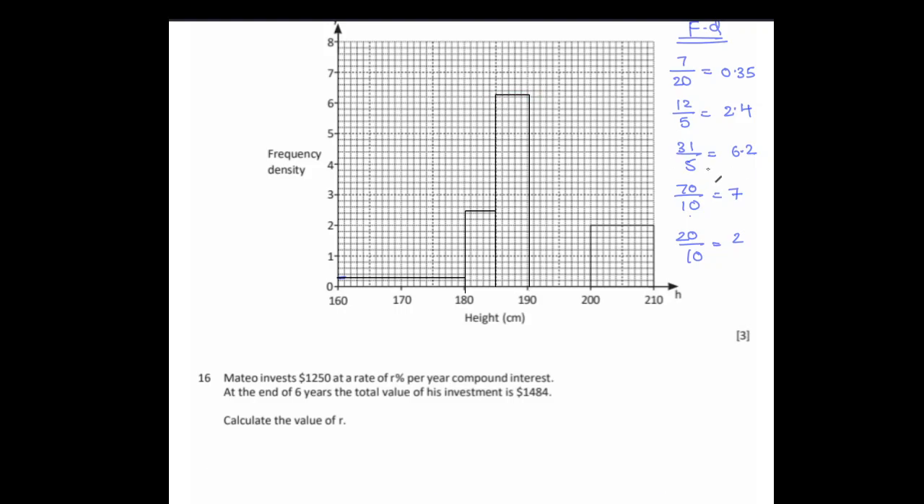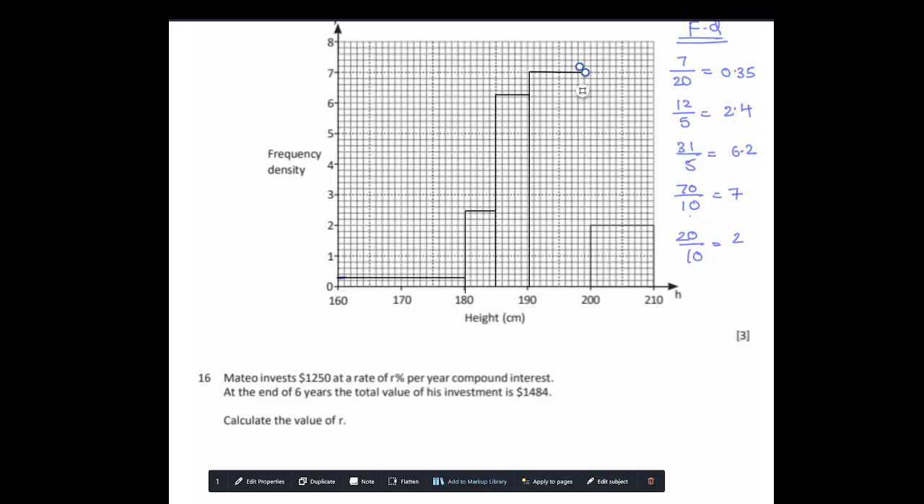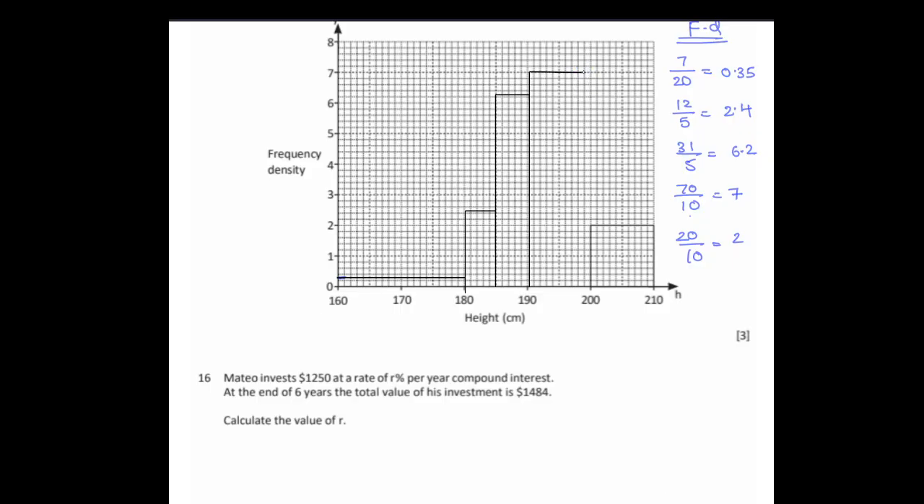Next, 190 to 200 is 7. So 7 is here, till here. This is the complete histogram for the given question.